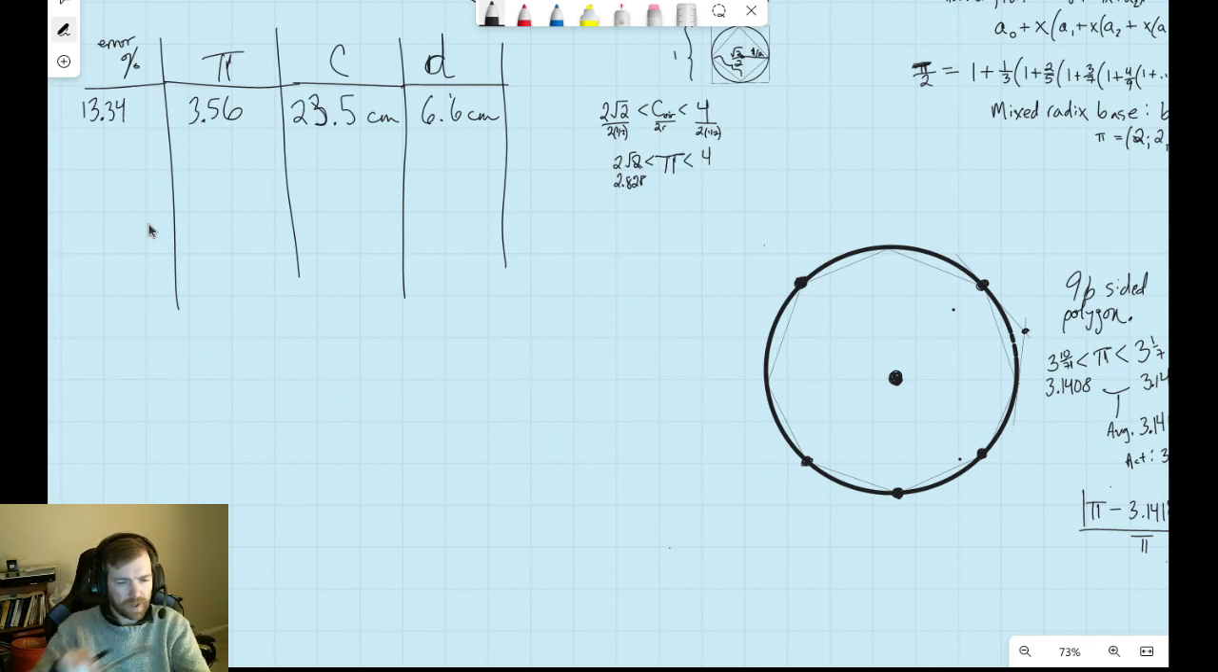Alright, so we're not going to be able to get much more than what we've already gotten for circumference.